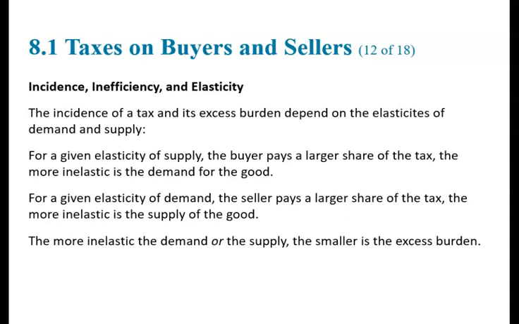So if the demand for the good is more inelastic, it would mean that the buyer will pay a larger share of the tax. On the other hand, if the supply of the good is more inelastic, the seller will pay a larger share of the tax. And the more inelastic the demand or the supply, the smaller is the excess burden, which means that the more inelastic the demand or the supply, the smaller is the deadweight loss. So let's take a look at how these actually work out in practical examples by using the help of graphs.